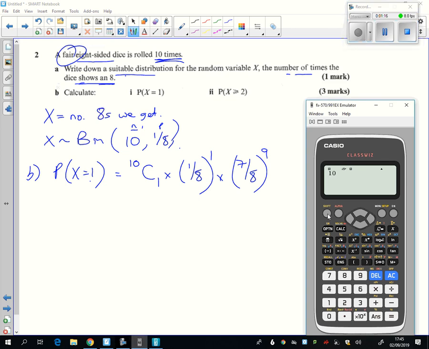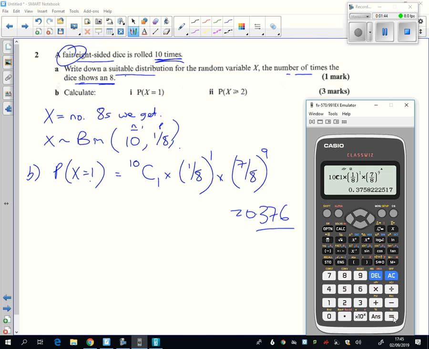So we'll now just tap this into the calculator. 10 choose 1 times by, we've got 1/8 to the power of 1. Well, I'll put it in. Times by, and I've got now 7/8 to the power of 9. And that gives us a total of 0.376 to 3 decimal places.